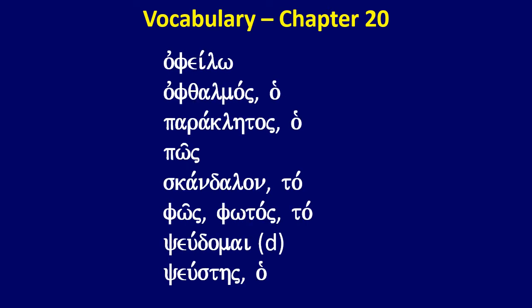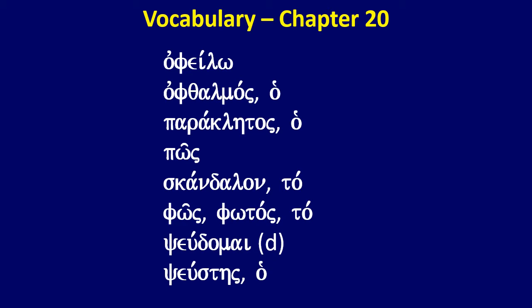Continuing on our vocabulary list, the next word on the list is opheilo, which is a verb, and it means I owe or I ought. And after that is the word for eye, like your physical eye, ho ophthalmos. And of course, when you speak of going to the ophthalmologist, you're going to the eye doctor, and so it's easy to remember that term.